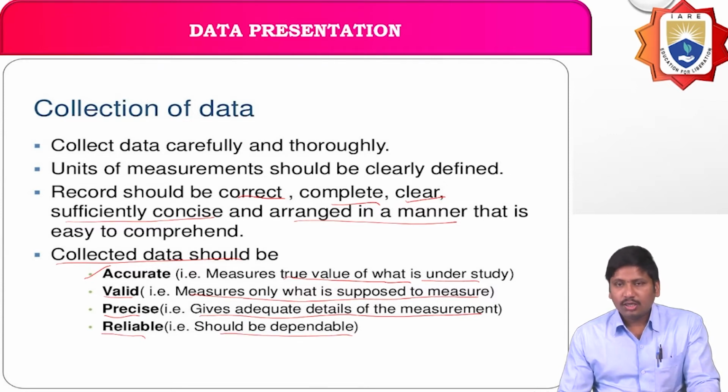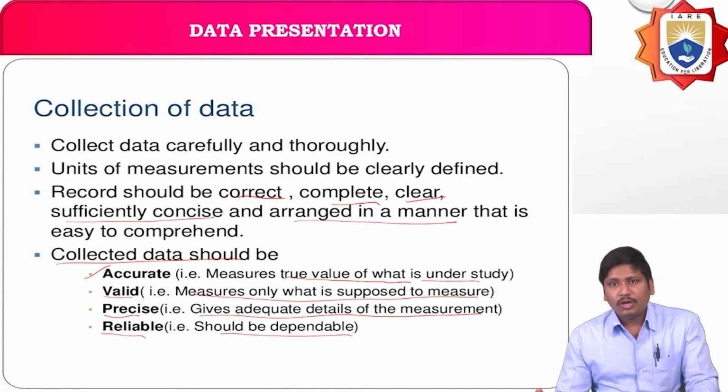So these are the features of the data we collect from the various sources: accurate, valid, precise, and reliable. Accurate means we are able to measure the true value of what we are studying, valid means it measures only what is supposed to be measured, precise means we give adequate details of the measurement, and reliable means it should be dependable.